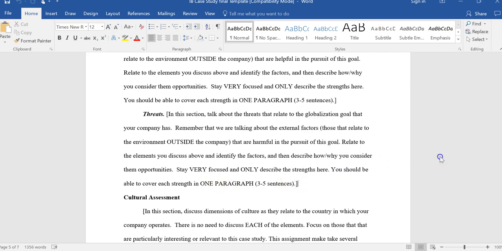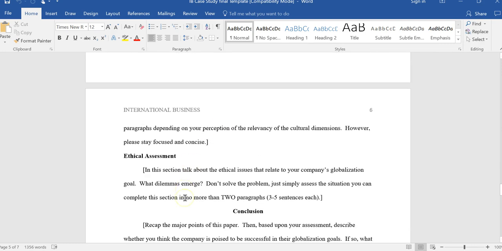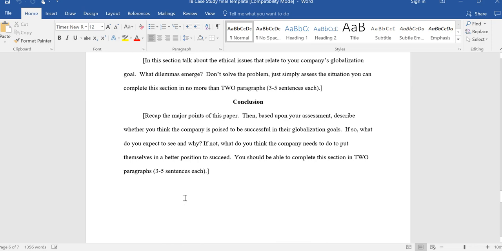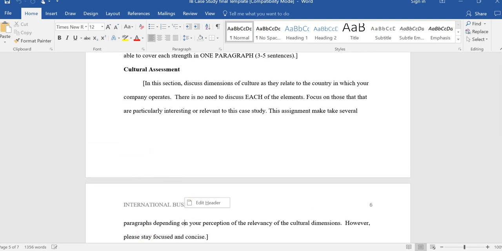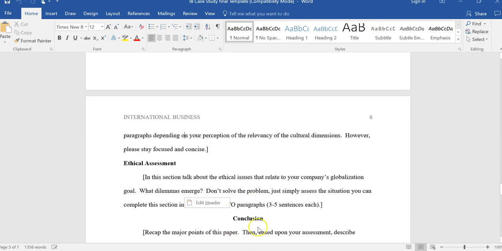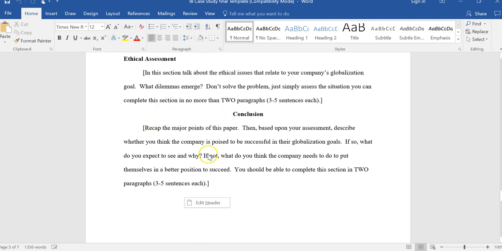You don't really need to do an analysis or synthesis of it, because after we do the cultural assessment, which will be in Mod 6, and the ethical assessment, which will be in Mod 7, you will do, actually, I think you do the cultural and ethical in Mod 6, and the conclusion in Mod 7, and then Mod 8 will be the final draft of this. But your conclusion is actually your synthesis, where you go through things and say, this is what we found. Based upon all of this, I think they're sitting in a good position to do their thing, or they're not, and then you make some recommendations.